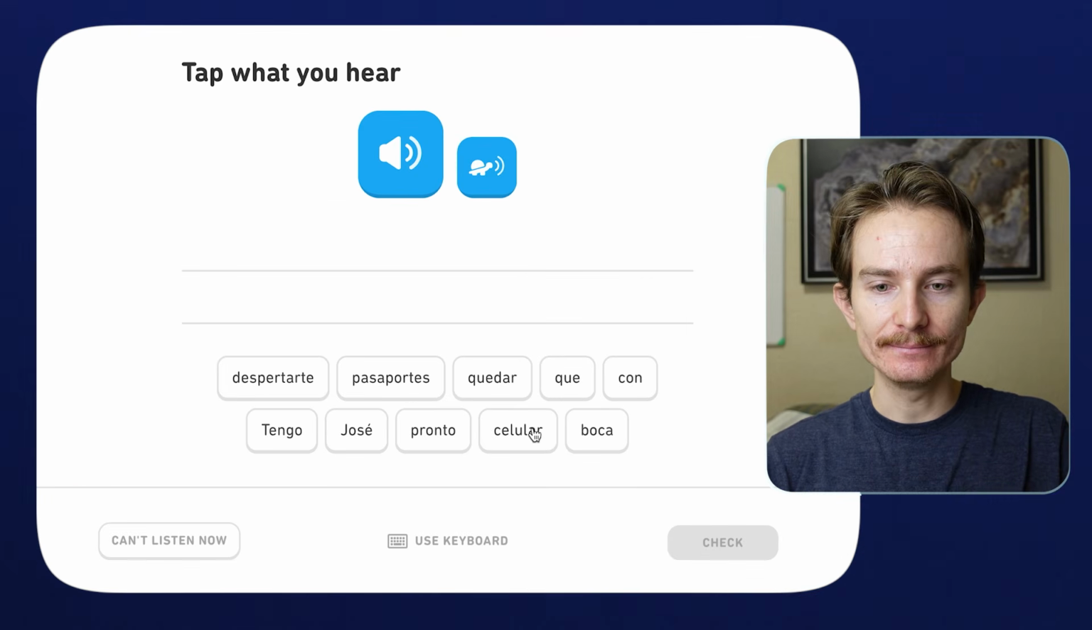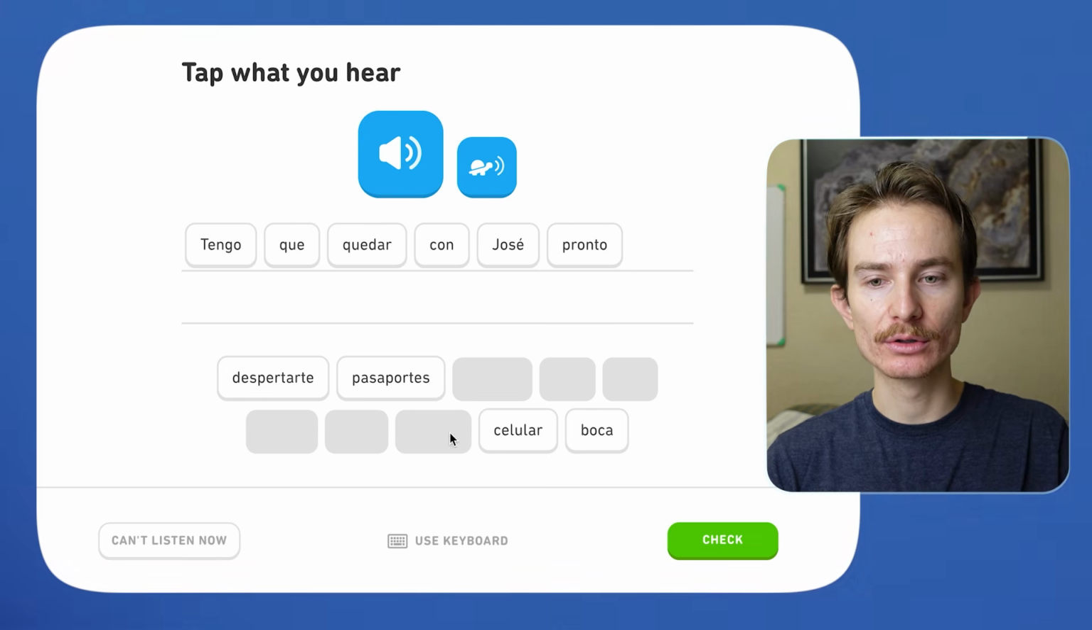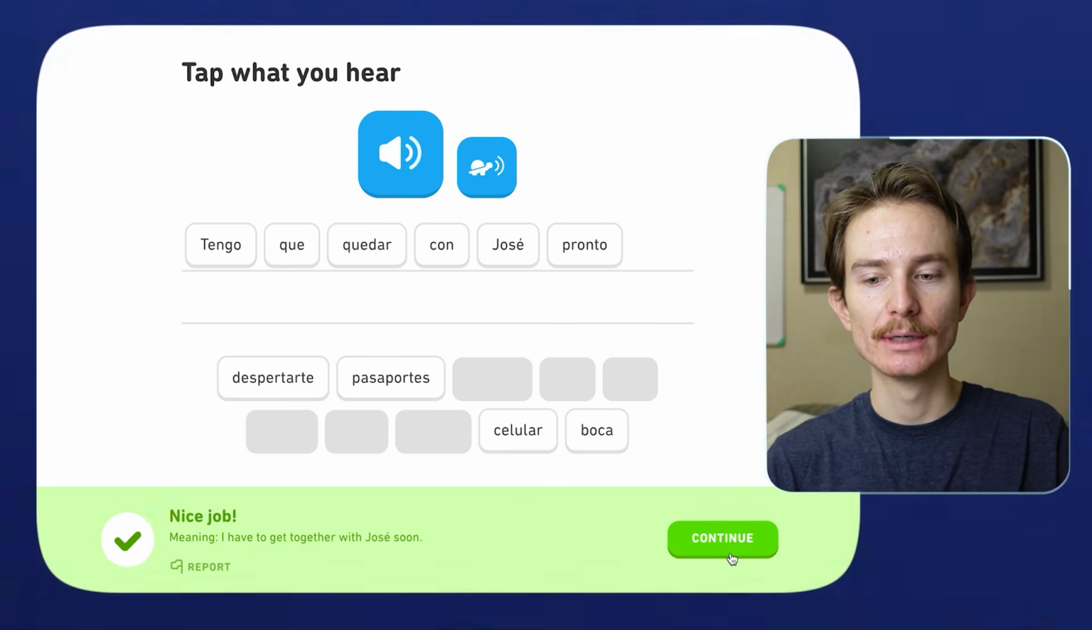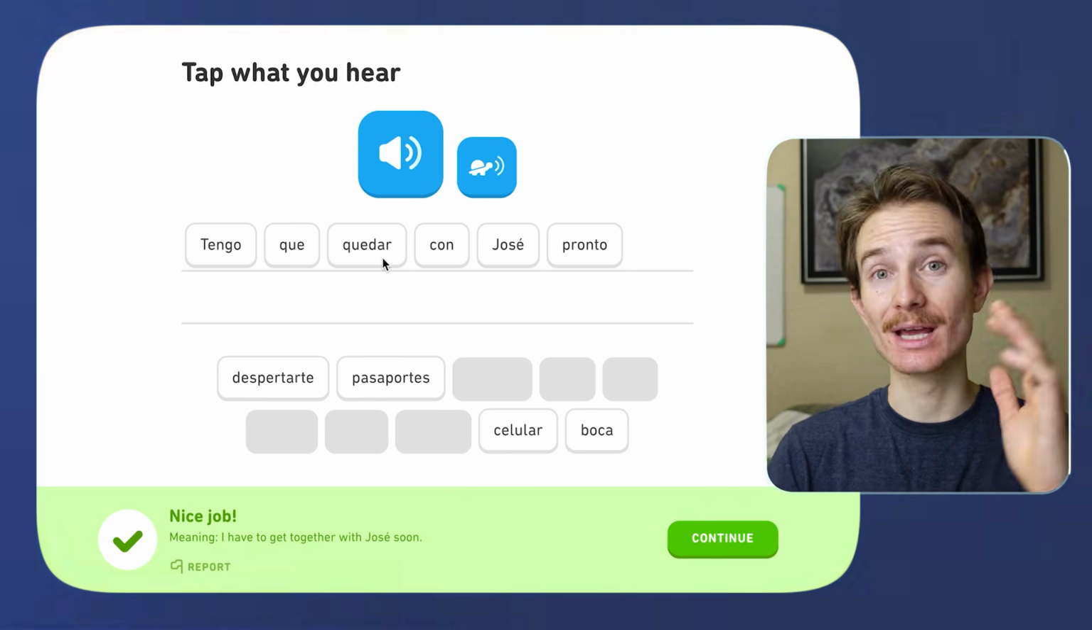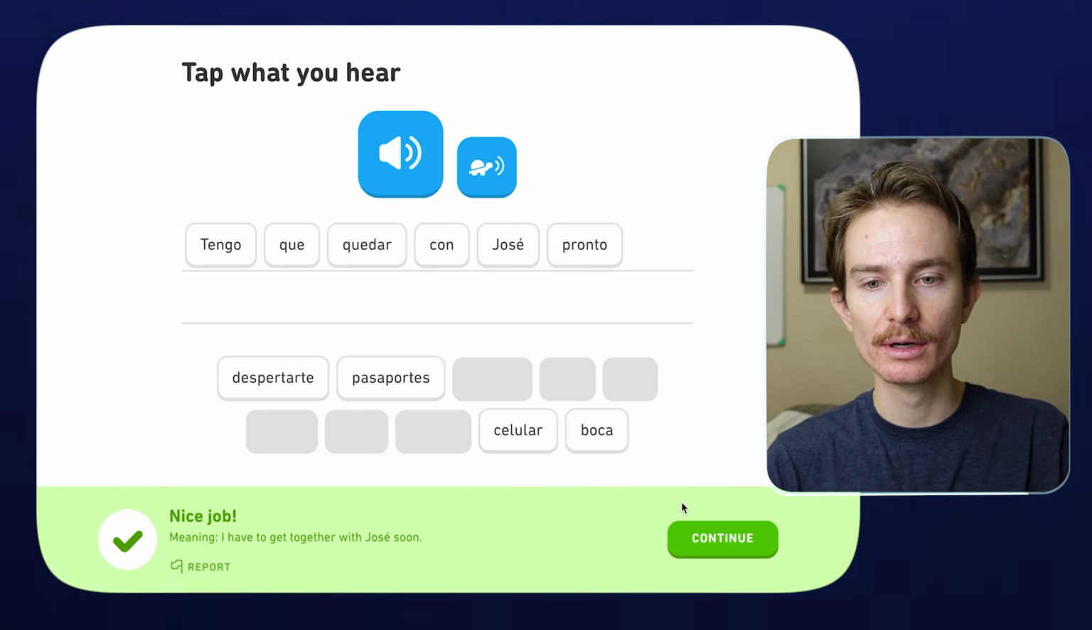Tengo que quedar con José pronto. So I have to stay with José pronto. You can also make this a reflexive. So quedarse can be me tengo que quedar or tengo que quedarme con José pronto.